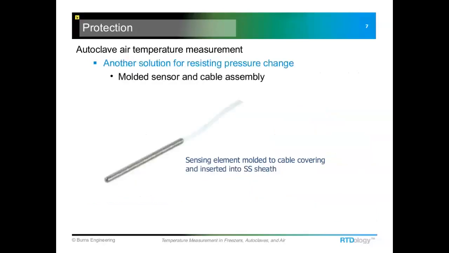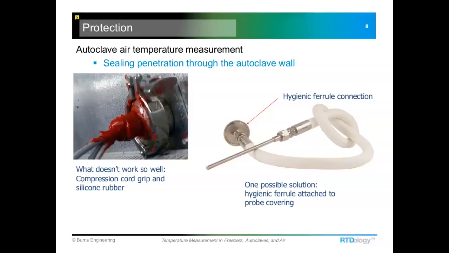Some of the other ways to handle this would be sealing up the sensor with some plastic injection molding or some sort of molding system where the sensing element is completely encased and then molded right to the cable jacket. So that creates a continuous waterproof seal for that temperature sensor. Then that cable has to be run out through the wall of the autoclave, and that results in some other issues.